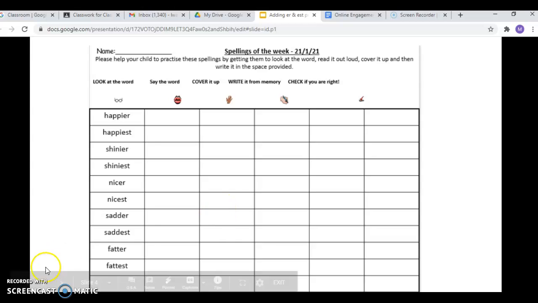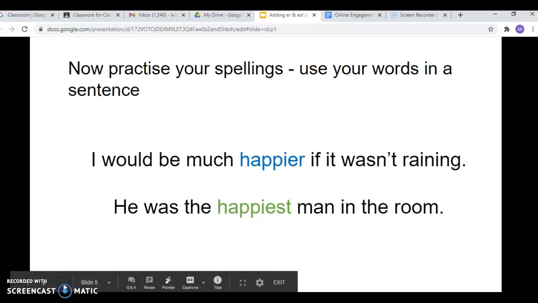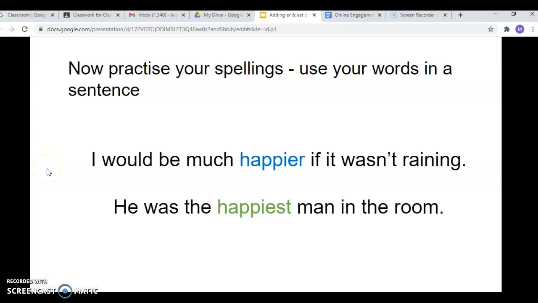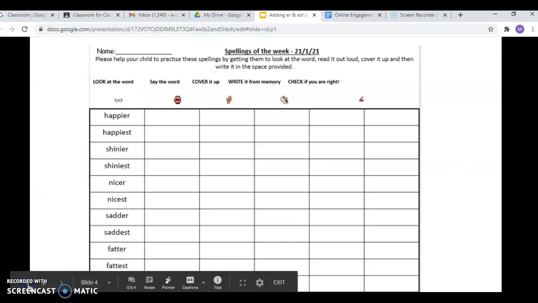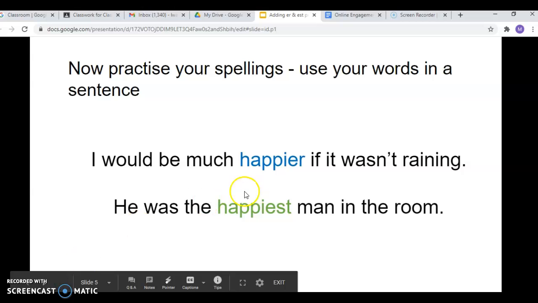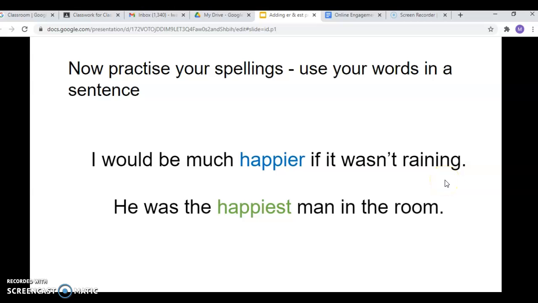And what I'd like you to do is on the next page, I'm just going to go over the first example. So practice your spellings and use your words in a sentence. So I've used the first two words. Can you see? The first two words in your spelling list are happier and happiest. And I have used happier. I would be much happier if it wasn't raining. Okay, that's my first word in a sentence.